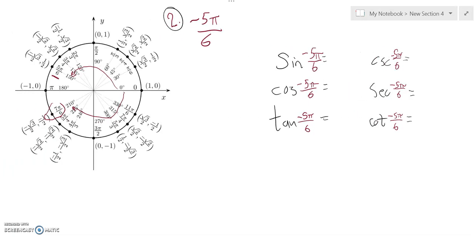Let me take a peek over here. Negative 5 pi over 6, it looks like x is negative root 3 over 2, y is negative 1 half. So remember, sine is height, sine is y, so that should be negative 1 half. Cosine should be negative root 3 over 2.